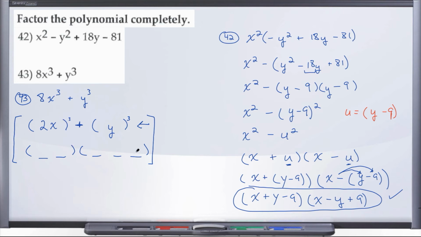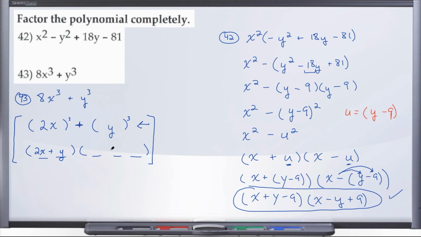To fill in this last line, all we're going to do is use information from this first line. So a cube breaks down into a binomial and a trinomial. And for the binomial, whatever was in the first set of parentheses is just going to come down. The sign in between the sets of parentheses in the first line is going to come down. And then whatever was in this last set of parentheses is just going to come down. All right, so we had 2x plus y.